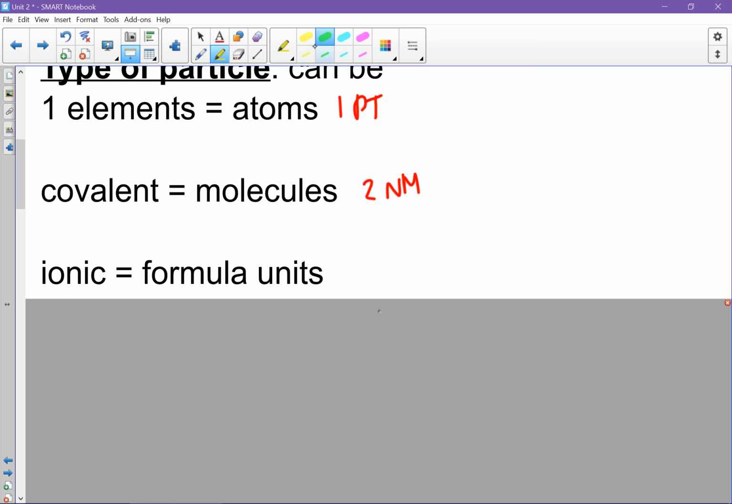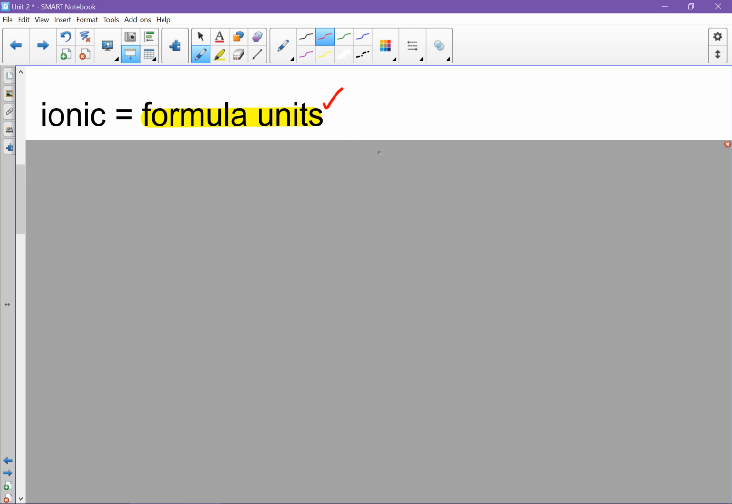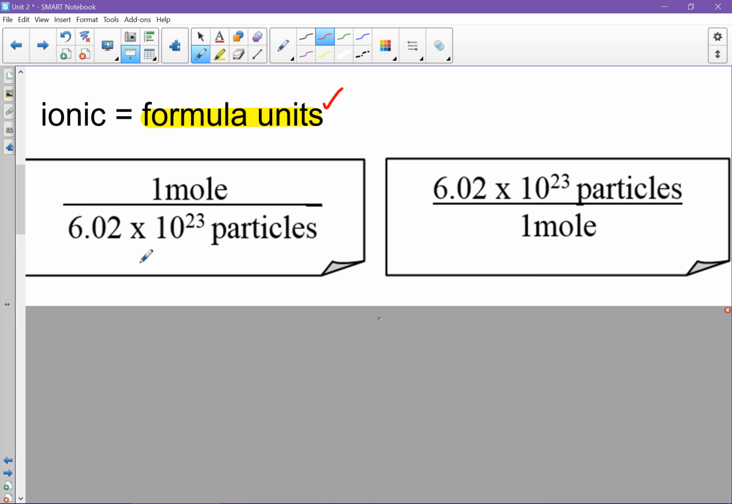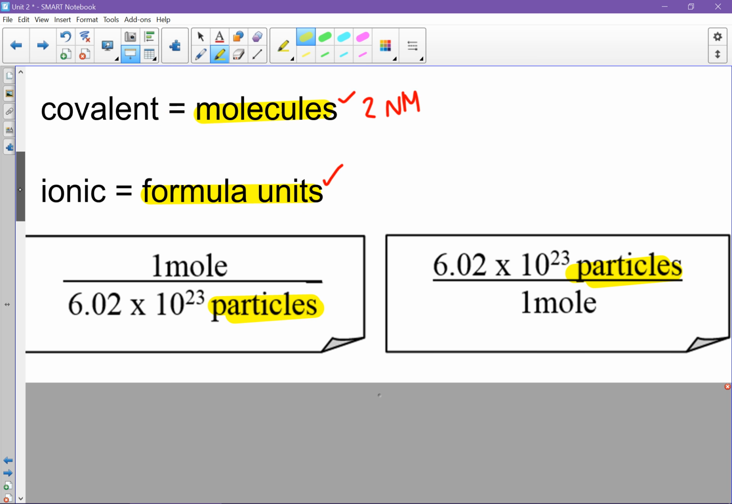Here's the important part. For all of these particles, when you put them in your fences, you will use Avogadro's number for all three of these. So wherever you write one of these, put Avogadro's number next to it. That's the point, okay? Where you see this particle here, it could be atoms or formula units or molecules. That's up to you, okay?